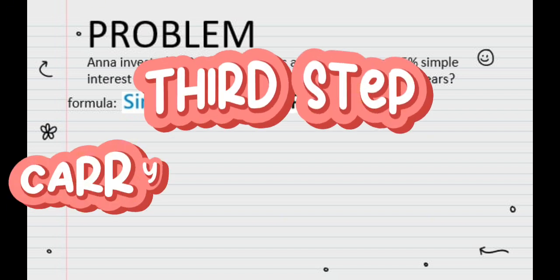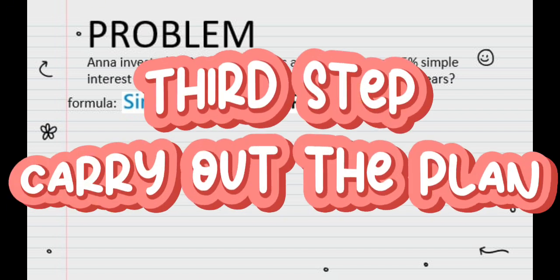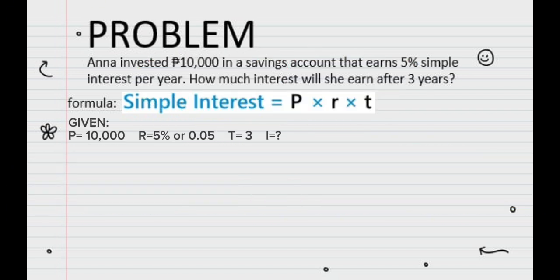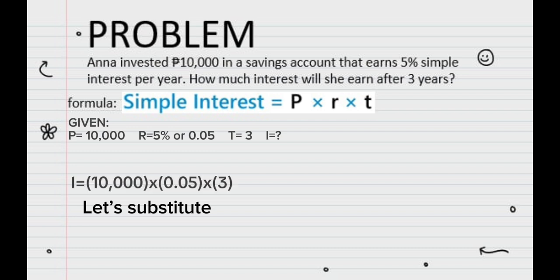Let's proceed to the third step, carry out the plan. Now that we have our formula and our givens, we can substitute the values of the principal, the rate, and the time. Now that the substitution is done, it's 10,000 for the principal times 0.05 for the rate times 3 for the time. And so Anna will earn 1,500 in interest.